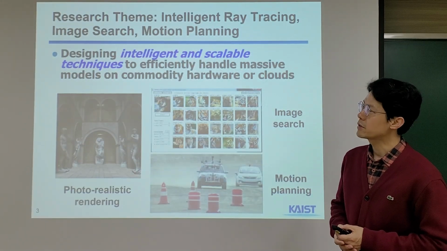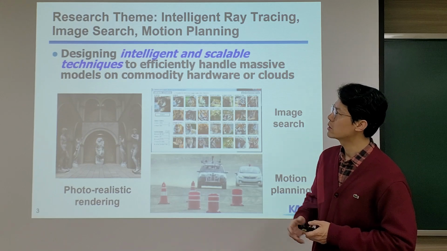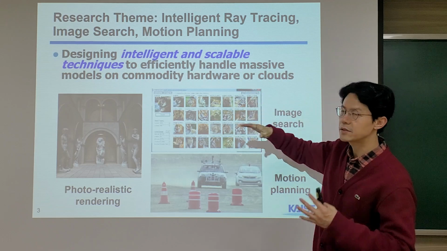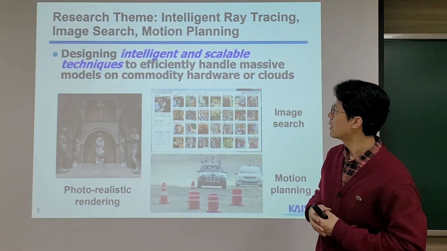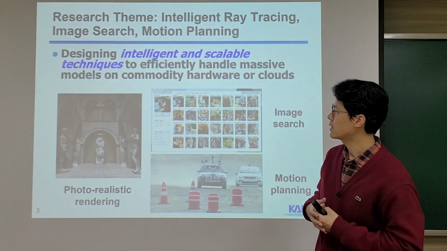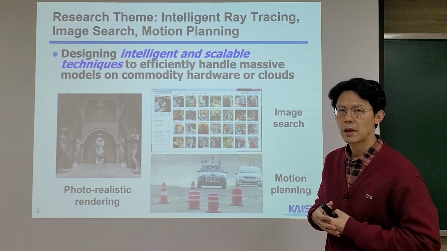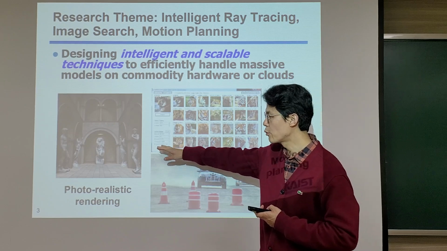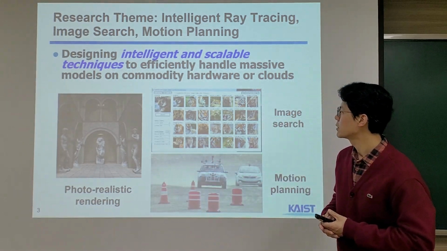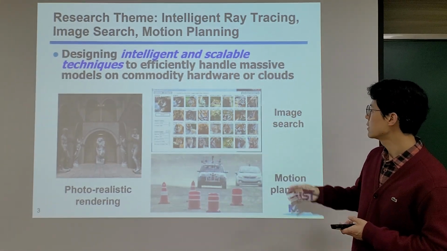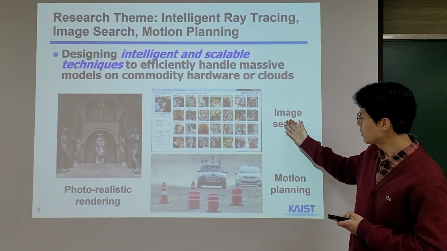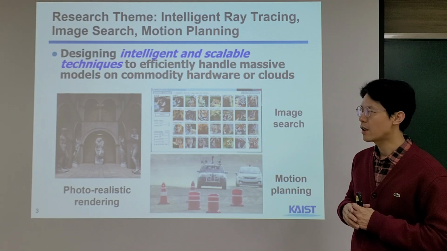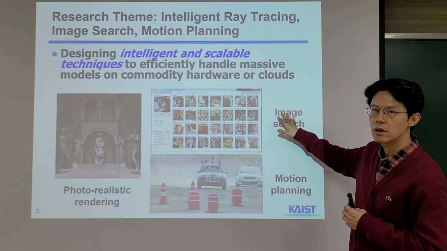My main research theme is designing intelligent and scalable techniques to efficiently handle large-scale data on commodity hardware. In the field of computer graphics, I mainly work on virtual reality rendering. In computer vision, I mainly work on image search and other problems. I also work on motion planning in robotics. But this course is mainly related to image search in the field of computer vision.